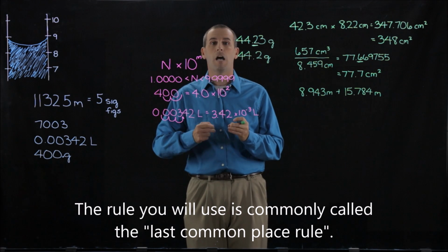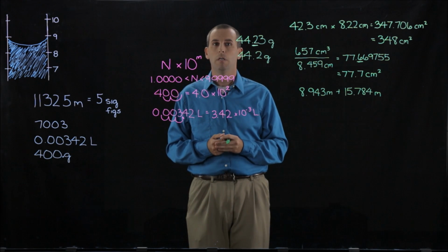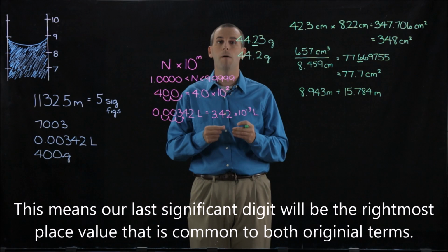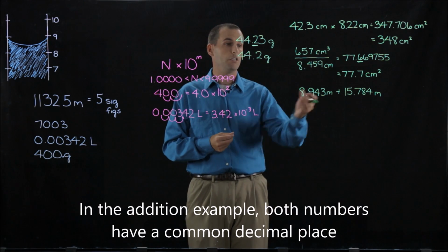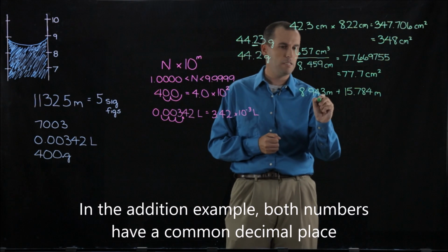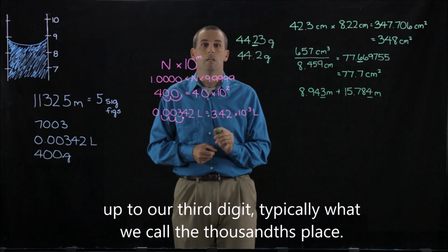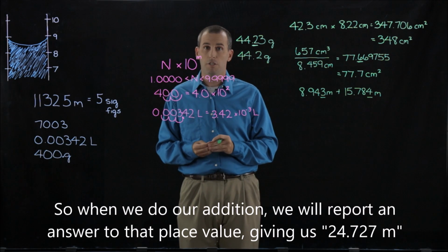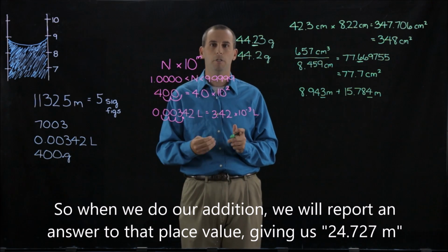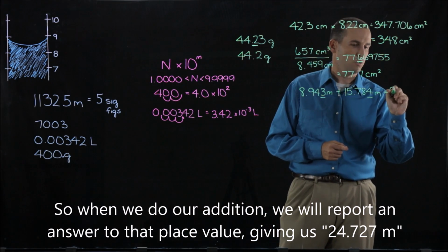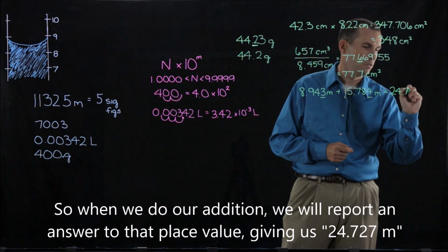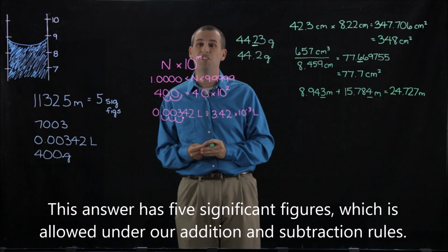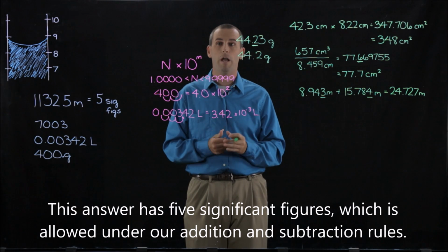The rule you will use is commonly called the last common place rule. This means our last significant digit will be the rightmost place of the value that is common in both original terms. In the addition example, both numbers have a common decimal place up to our third digit, typically what we call the thousandth place. So when we do the addition, we will report an answer to that place, giving us 24.727 meters. This answer has 5 significant digits, which is allowed under the addition and subtraction rules.